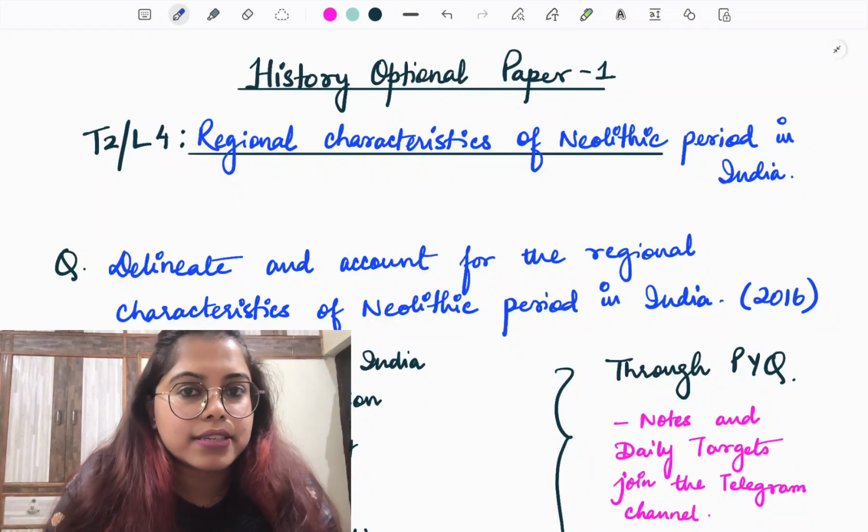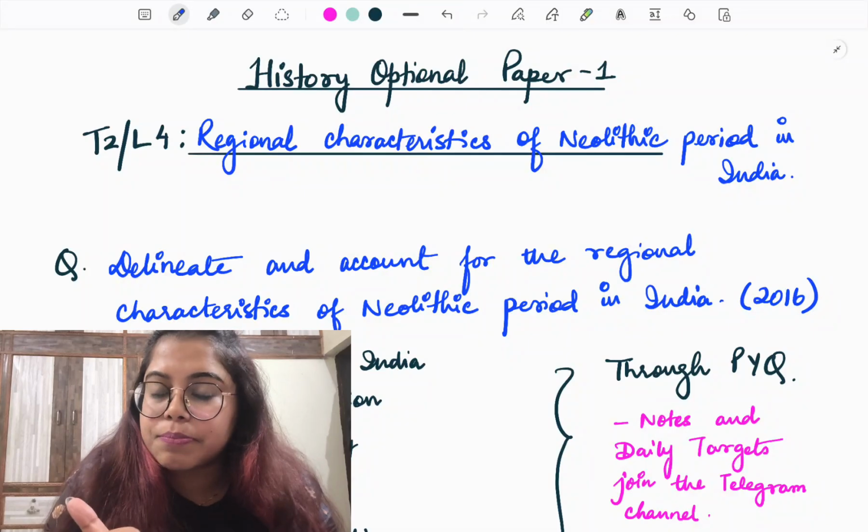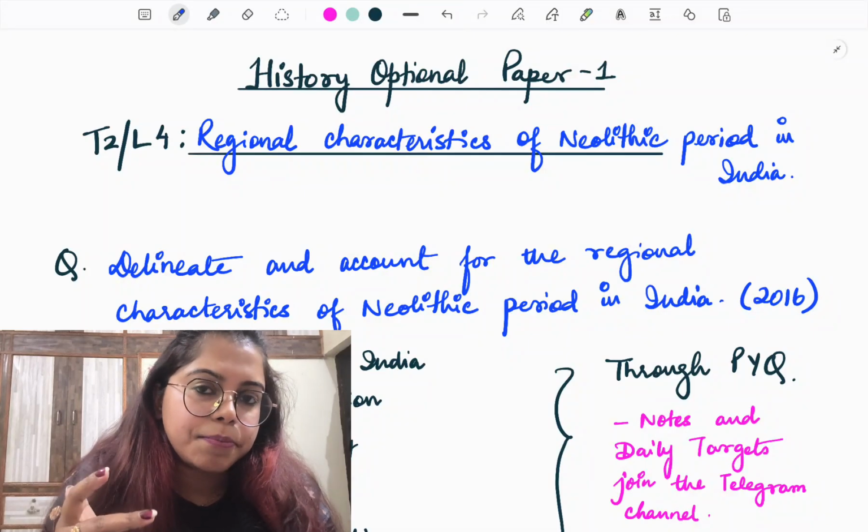Now, moving on, the topic that we are going to cover today is the regional characteristics of the Neolithic period in India. I have already covered the Paleolithic period, the Mesolithic period, and the Neolithic period.